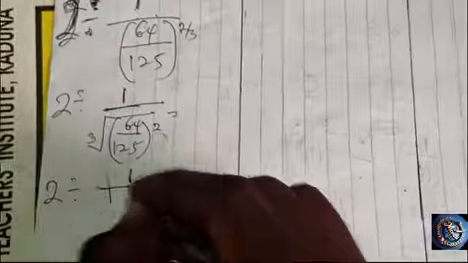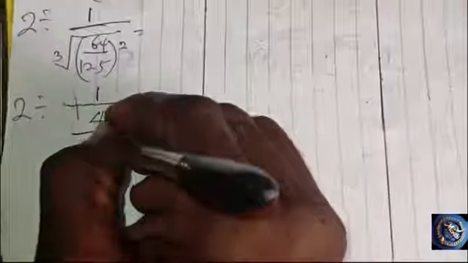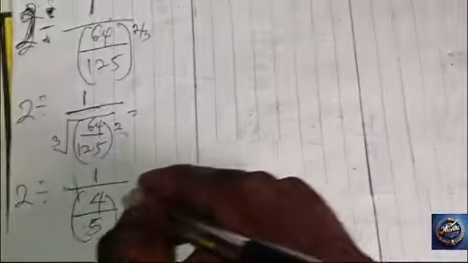So what is the third root of 64? That is 4, that is 4 times 4 times 4 in 3 places. What is the third root of 125? That is 5. 5 times 5, 25, times 5 again, 125. So I have 5 raised to the power of 2. Don't forget the 2.